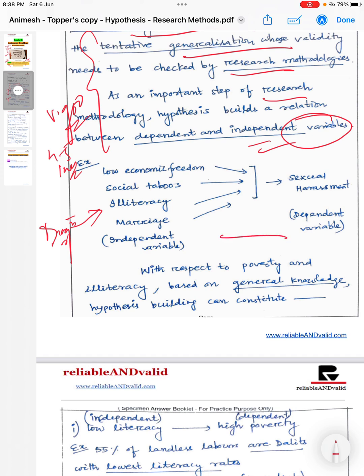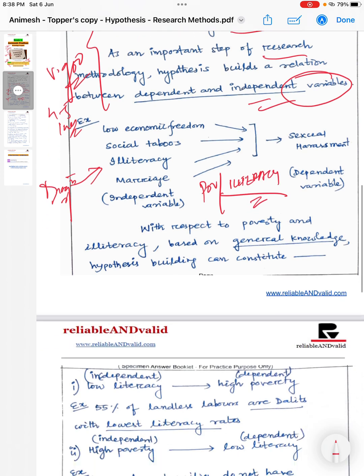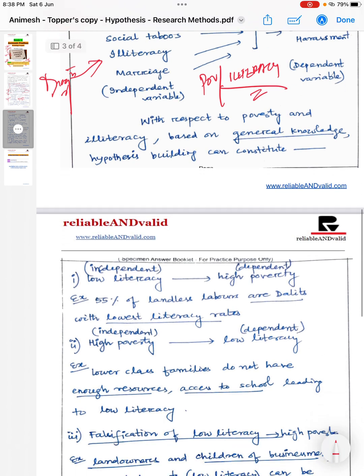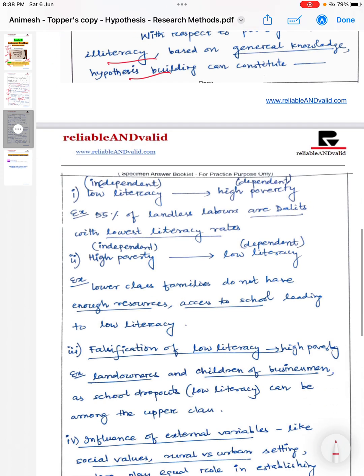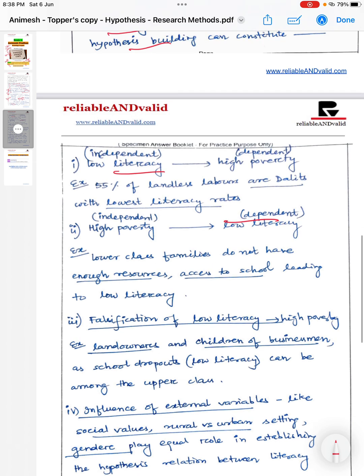This is good, no doubt about it, but since it is a 10 marker, you can represent the diagrammatic representation of the variables given in the question: poverty and illiteracy, right? So from the 10 marker perspective, that would be good. With respect to poverty and illiteracy, the hypothesis is explained, with the independent variable and the dependent variable. So you can explain what can be the statement that is mentioned in the question.